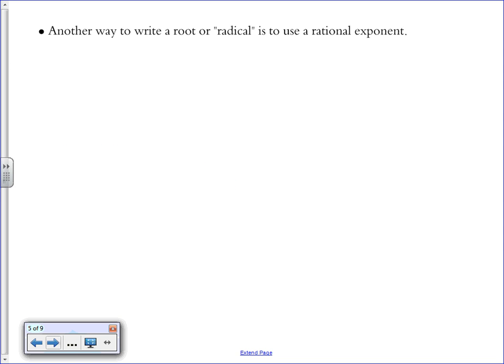Another way to write a root or a radical is to use rational exponents. So this is the second part of the video about rational exponent notation. The word rational means a fraction, right? Can be written as a fraction. And you may never have seen a fraction written as an exponent before. What they mean is the same thing as a square root or a cube root or a third root. It's just another way of writing it.